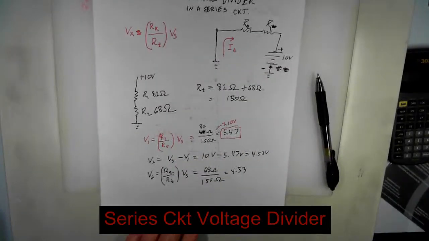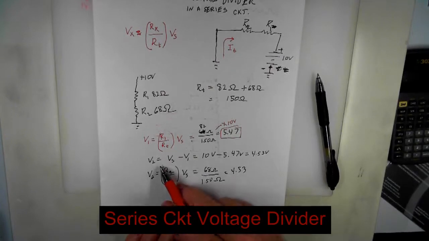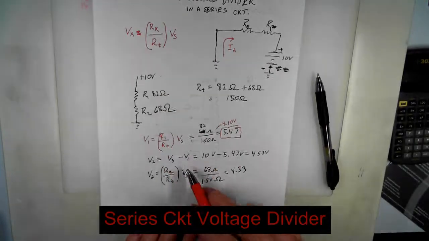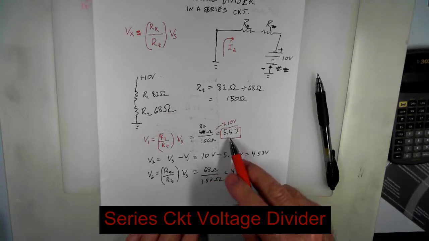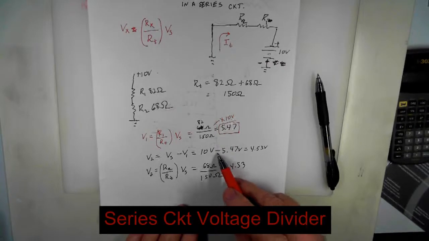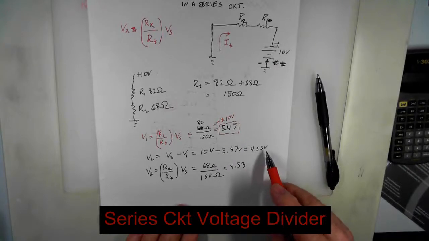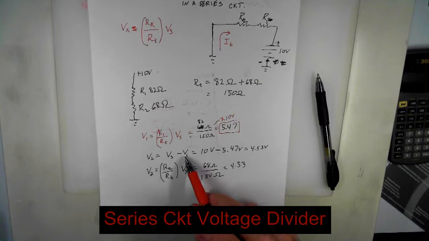Now there's two ways I could work this. I could say that V2 is going to equal Vs, which was 10 volts, remember? 10 volts here, part of the whole, minus V1, which in this case was 5.47 volts. So I'm going to write that down. 10 volts minus 5.47 volts equals 4.53 volts. So I could have established our second voltage across R2 by this formula here.